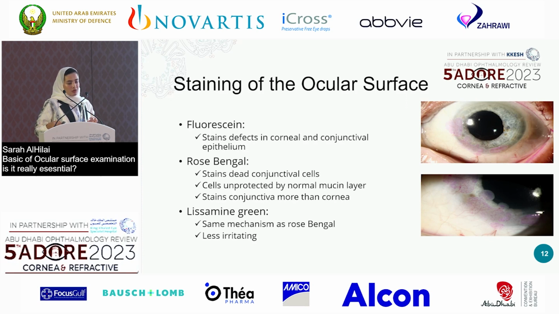And it actually stains the conjunctiva better than the cornea. However, as we all know, it is a bit irritating to the patients. As you can see in the photos on the right-hand side, rose bengal staining lesions of ocular surface squamous neoplasia. Lissamine green has a similar mechanism to the rose bengal, however, it is less irritating, so it would be useful.